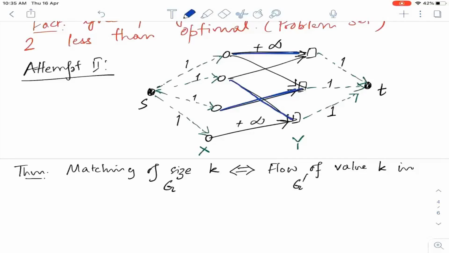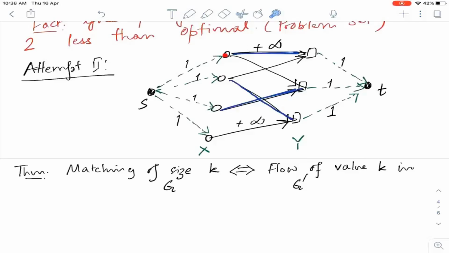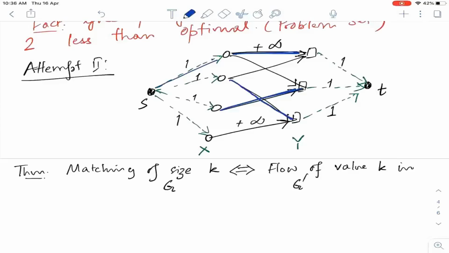Okay, so suppose these blue edges are my matching. Now, one can easily construct a flow of value 3 given these matchings, right? So basically, you look at the vertex on the X side, which is part of the matching. You just take the corresponding edge from S, right? So you basically take this edge. And similarly, you take the corresponding edge that connects the other side of this edge, which is in the matching, to T, right? So that essentially gives you one path in this directed graph, which goes from S to T.